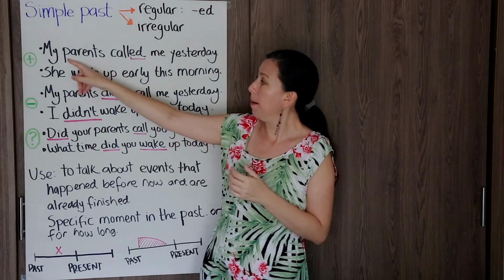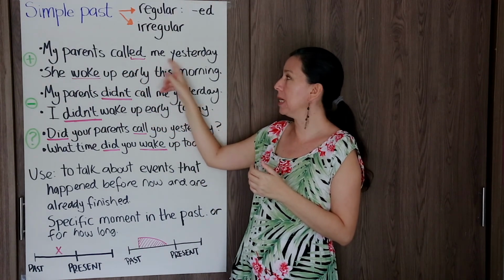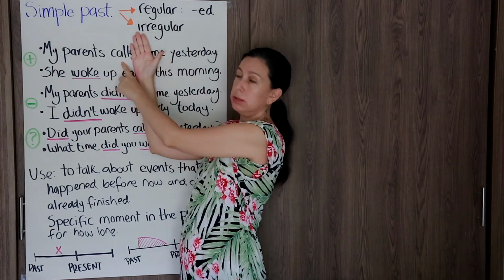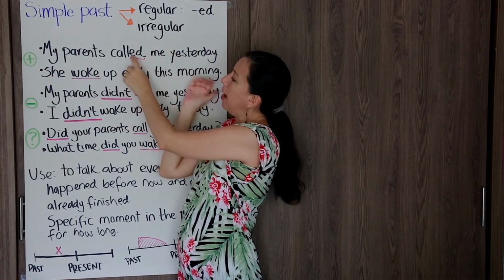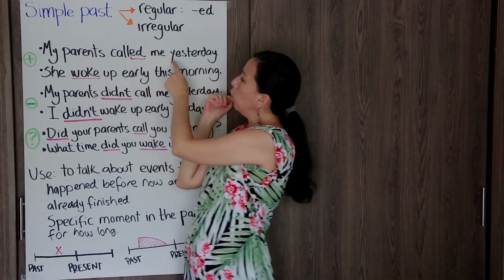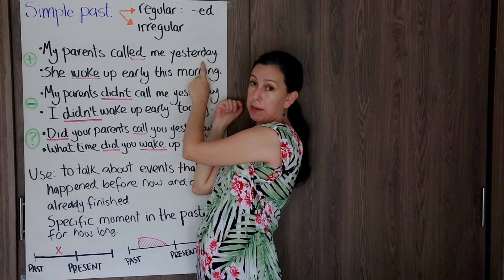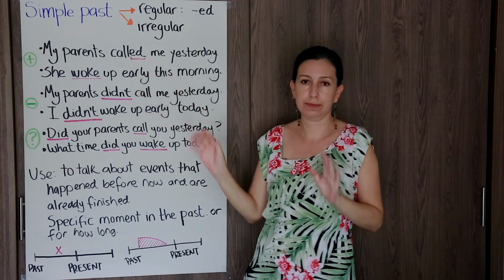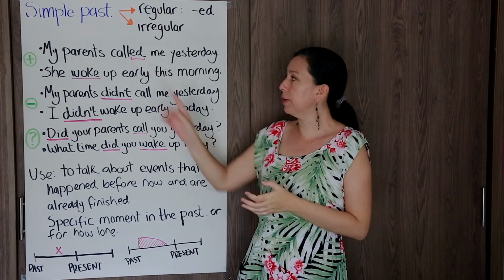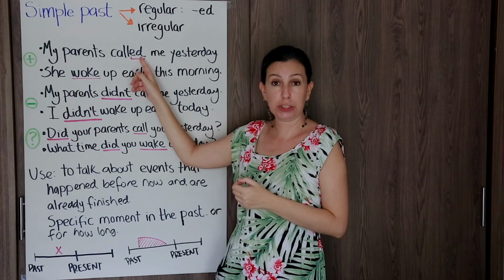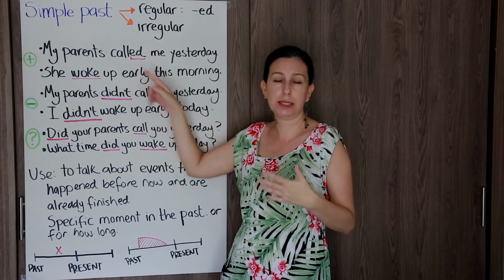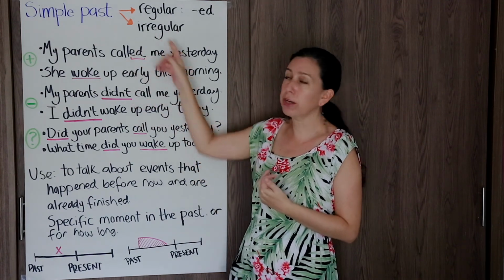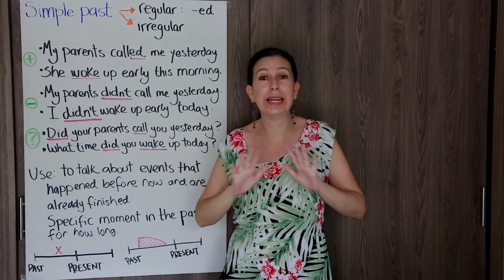For example, my parents called me yesterday. The original verb is call, but in the past tense, I add ed. So my parents called me yesterday, and this is the time marker here. With the regular verbs, you just add ed. There is an important pronunciation issue here, but I will explain this in a different video or in a different moment in class.